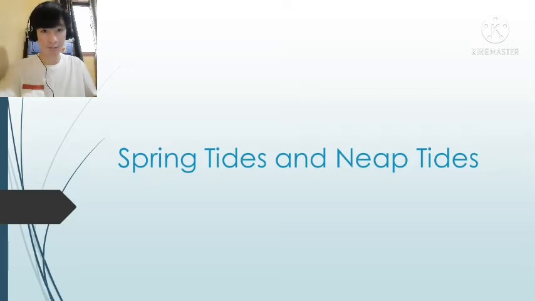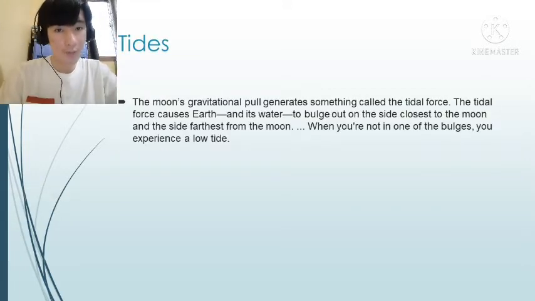Today we will be learning what spring tides and nip tides are and how they occur. Before tackling them, we should first understand what tides are in general. The moon's gravitational pull generates something called the tidal force. The tidal force causes Earth and its water to bulge out on the side closest to the moon and the side farthest from the moon. When you're not in one of the bulges, you experience a low tide.